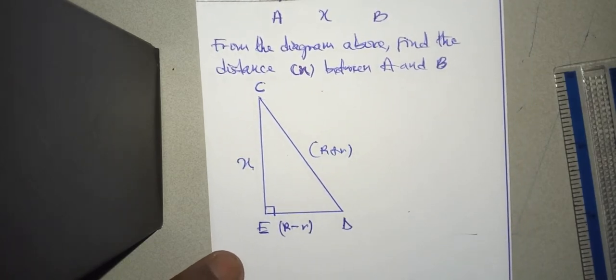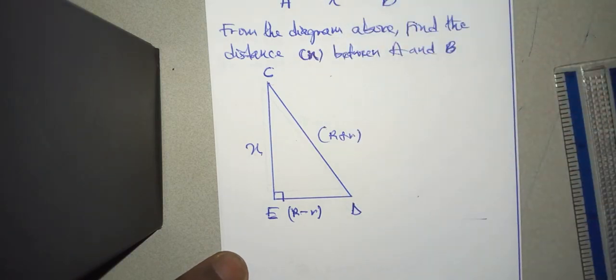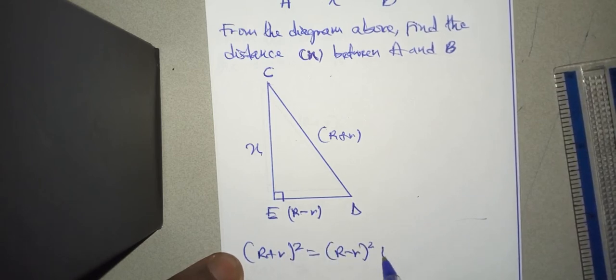We are going to apply Pythagoras theorem, so that this hypotenuse squared equals this longer leg squared plus the shorter leg squared. So (R + r) squared equals (capital R minus small r) squared plus s squared.